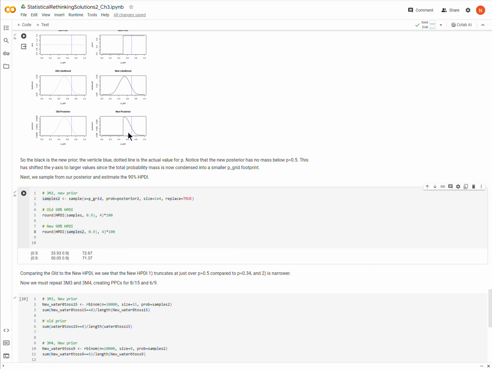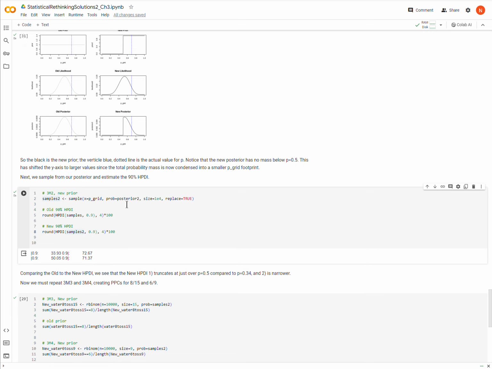For the new posterior distribution, notice that we can't have the same 90% interval because we don't even have probability mass down below 0.5. So 34% certainly is not part of our 90% probability distribution. For the new posterior distribution, 90% of our probability mass is between 50%, right here, and about 71%.